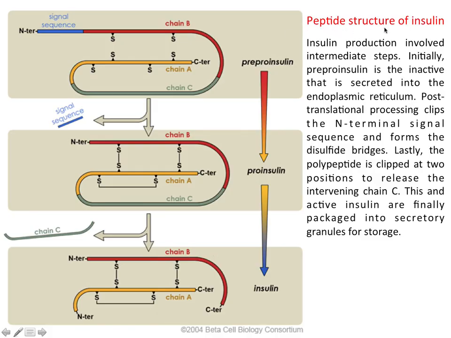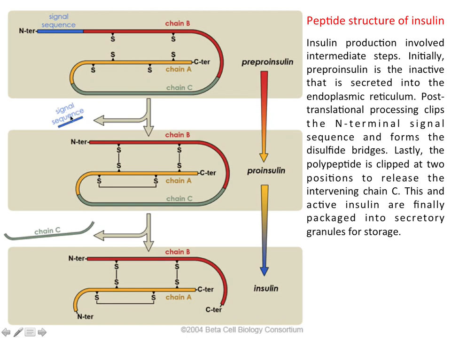Now the peptide structure of insulin. Here in this figure you can see the different domains of the insulin. Actually it is formed as pre-proinsulin first, and here this is the structure of pre-proinsulin, which is made up of N-terminal domain, signal sequence domain, B chain domain, C chain domain and A chain domain.